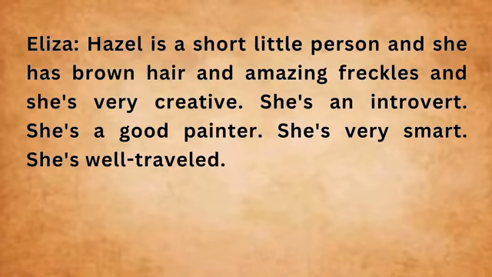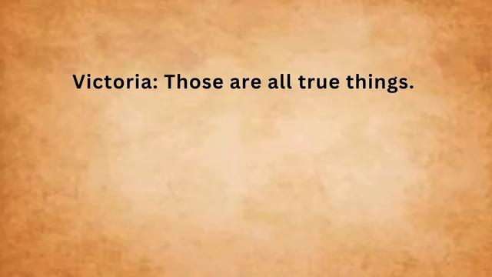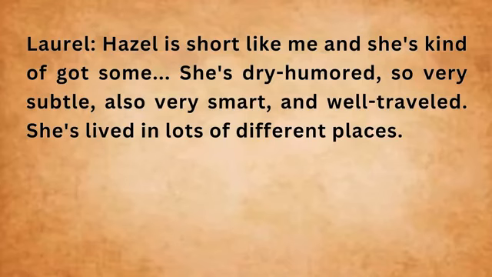Eliza. Hazel is a short little person and she has brown hair and amazing freckles and she's very creative. She's an introvert. She's a good painter. She's very smart. She's well-traveled. Victoria. Those are all true things. Laurel. Hazel is short like me and she's dry-humored, so very subtle, also very smart and well-traveled. She's lived in lots of different places.